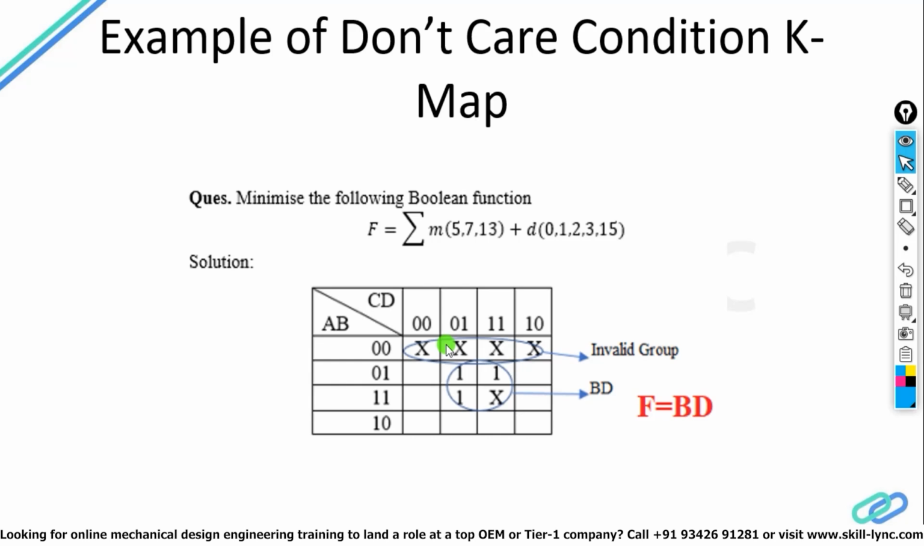The simple thing is, whenever you are plotting a SOP or POS, when you are plotting minterms, maxterms, and don't cares, just try to use the don't cares for your bigger pair. That's it. Okay, that's all about your don't care positions or don't care conditions in K-map.